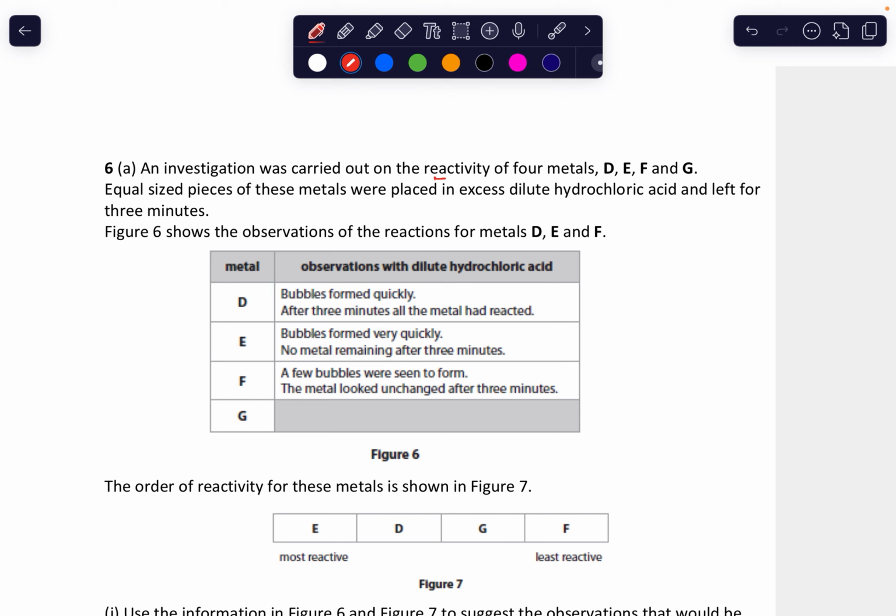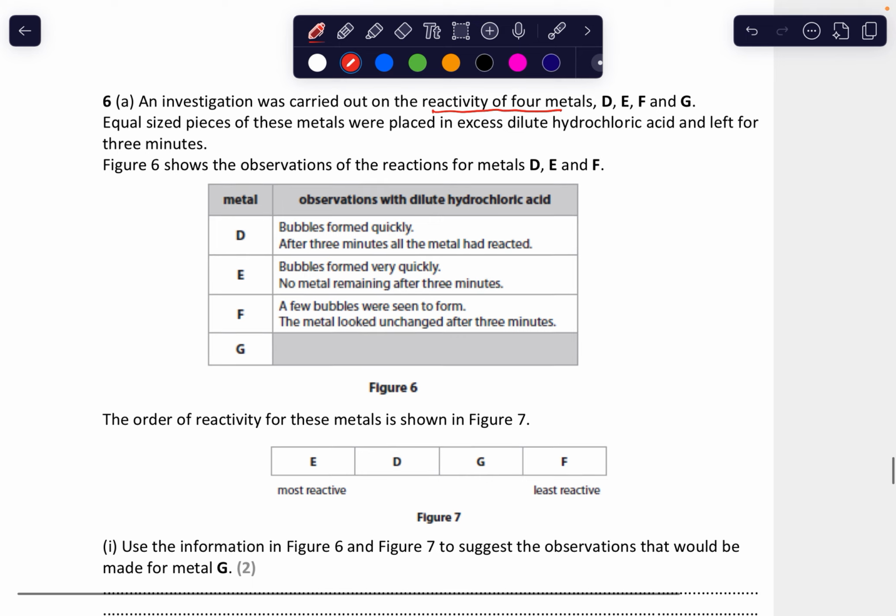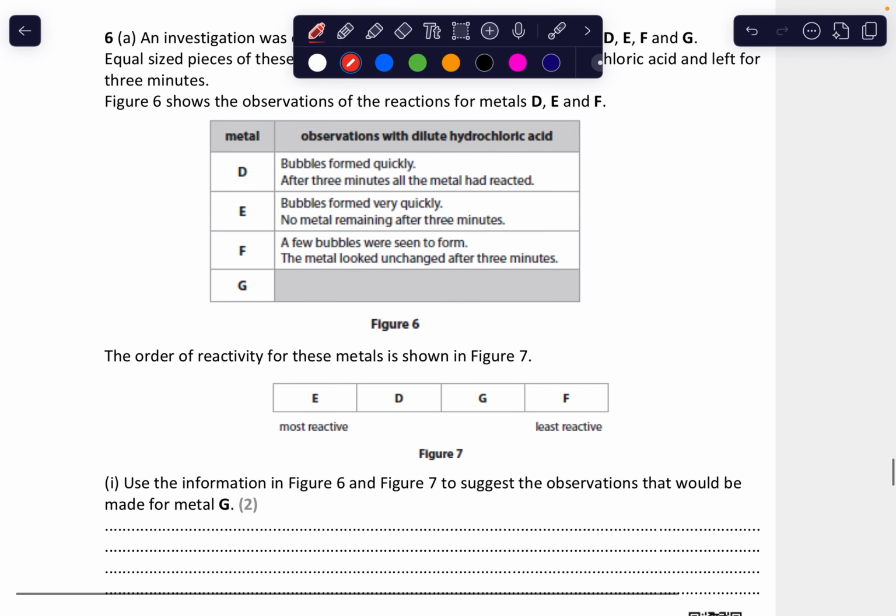Okay, this question is describing an experiment to us, and it's looking at the reactivity of four metals. And it tells me the observations are recorded. So again, take time to read the information they give to you, because the information is definitely going to help you to answer the question. I'm just going to look at what the question wants us to do. So the first question says, use the information to suggest the observations that will be made for metal G.